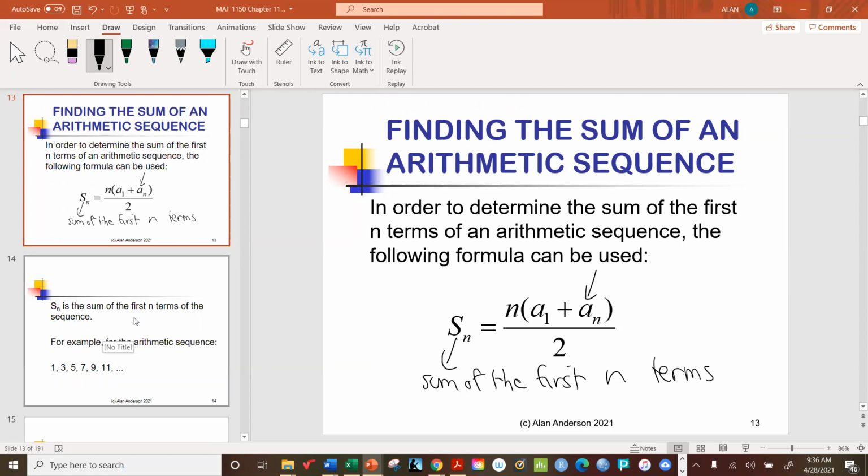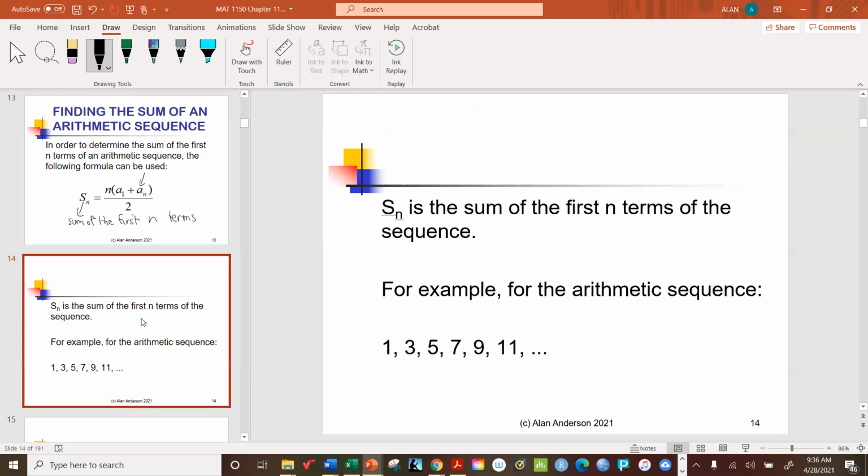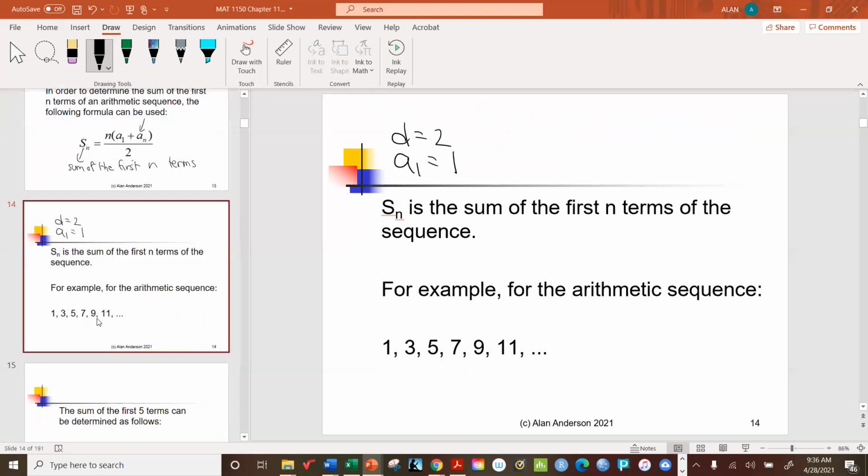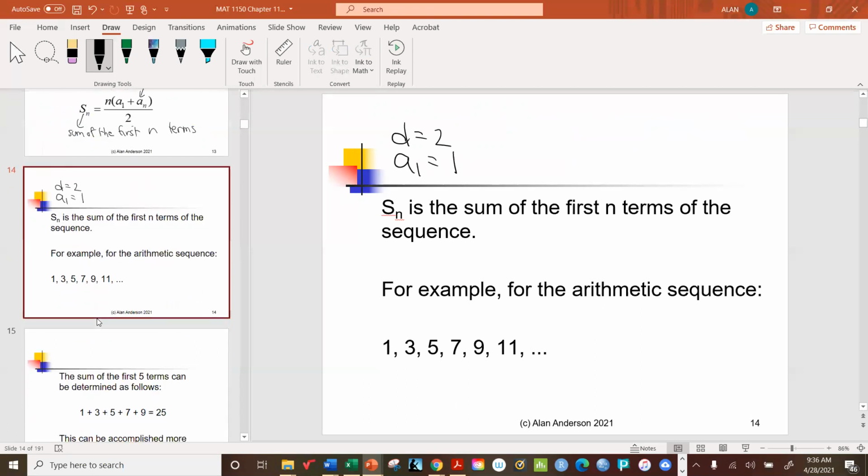Suppose this is our arithmetic sequence. And again, you can see that it's definitely arithmetic because the terms have a common difference of 2. We'll also know that A1 is 1. And let's say that we've decided that we want to know the sum of the first 5 terms. So n is 5. S5 is the sum.